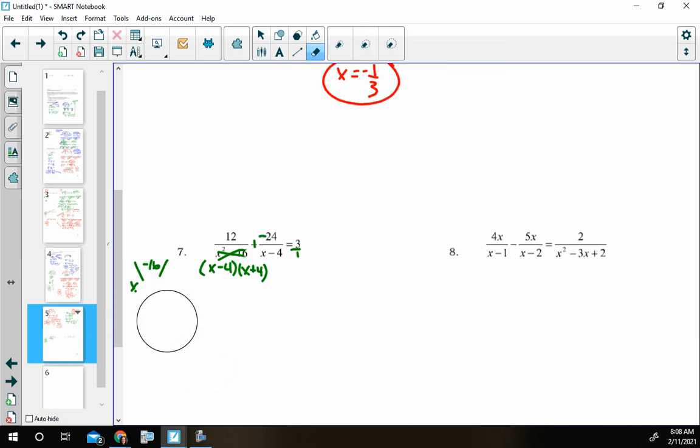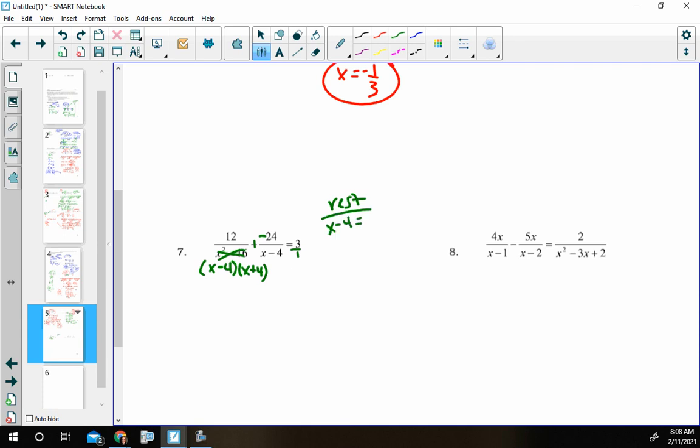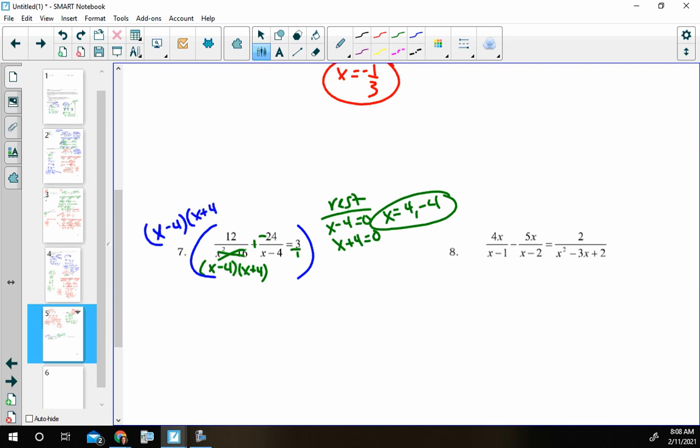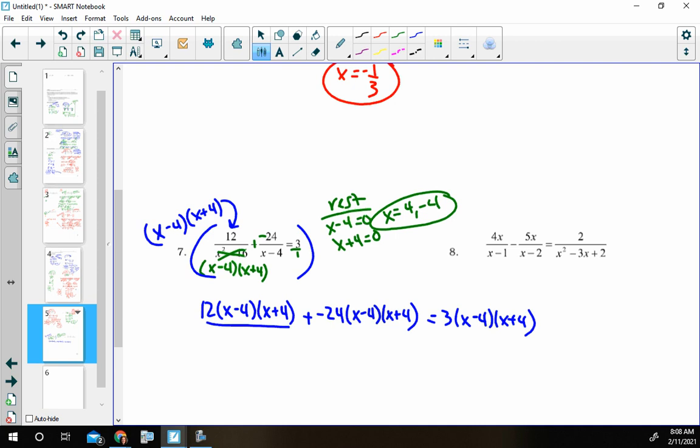So let's go ahead and do our restrictions. I've got x minus 4 and x plus 4. So 4 and negative 4. Okay, so when I multiply, I'm going to multiply all of it by x minus 4, x plus 4. So if I send it in, 12 times x minus 4, x plus 4, plus negative 24 times x minus 4, x plus 4, is equal to 3 times x minus 4, x plus 4. All over their bottoms.